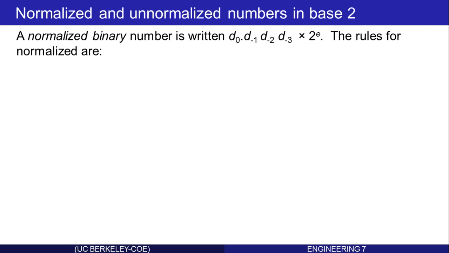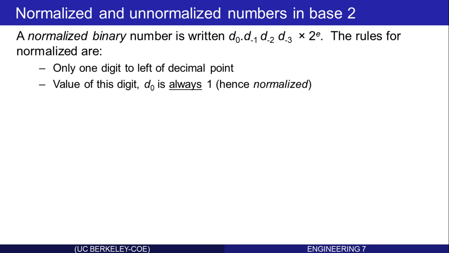In this unit, we'll discuss normalized numbers in base 2, and that'll provide a lot of motivation for how the double number system was designed. A normalized binary number is written in the following manner displayed right there. Only one digit to the left of the decimal point, and the value of that digit, D0, is always 1. That's where the term normalized comes from. And then again, the exponent e is an integer.